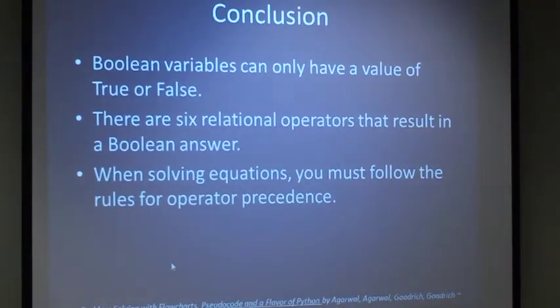So there's not a whole lot in the conclusion. We've looked at 6 new relational operators and 2 Boolean constants, and Boolean expressions. So there's a little bit more information in this chapter than the other older chapters, but it's included on test 1.